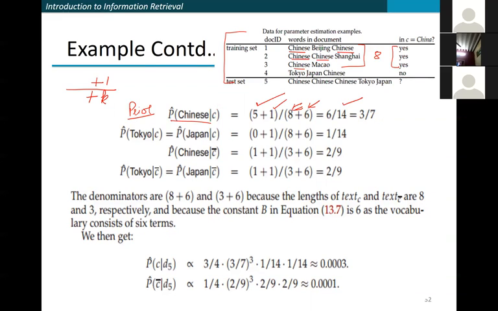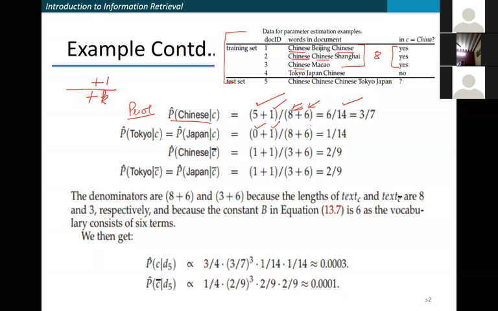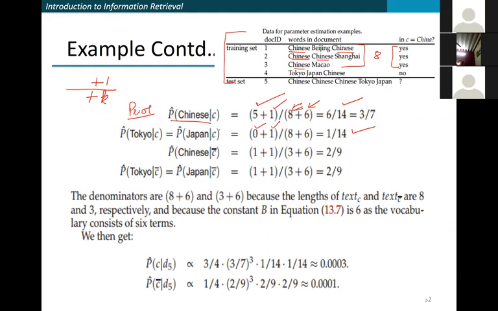We will calculate probability of Tokyo and probability of Japan, दोनों की same है because both are not coming here. So 0 आएगा, 1 ऐड कर दिया to avoid 0 probability, denominator same है. So this is the probability of Tokyo and Japan given in a class C.